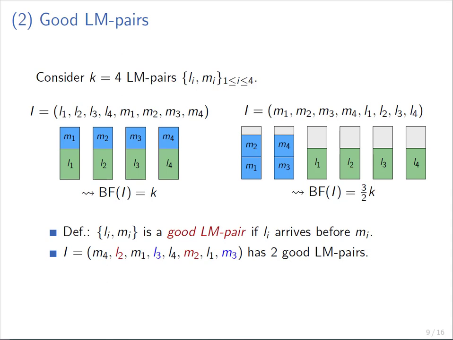Actually, we deal with permutations drawn uniformly at random, so maybe we would expect some permutation like this, which has 2 good LM pairs. Also, the good news is that in a random permutation, we expect k divided by 2 good LM pairs. So 50% of all LM pairs are good in a random permutation, which is due to the fact that for each LM pair, the probability is 1/2 that Li arrives before Mi if the permutation is drawn uniformly at random.